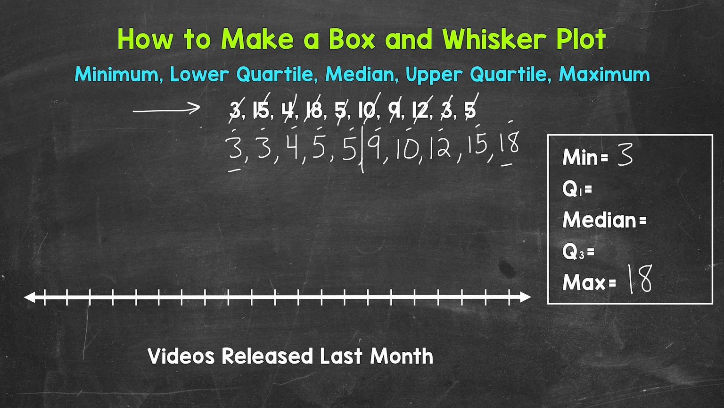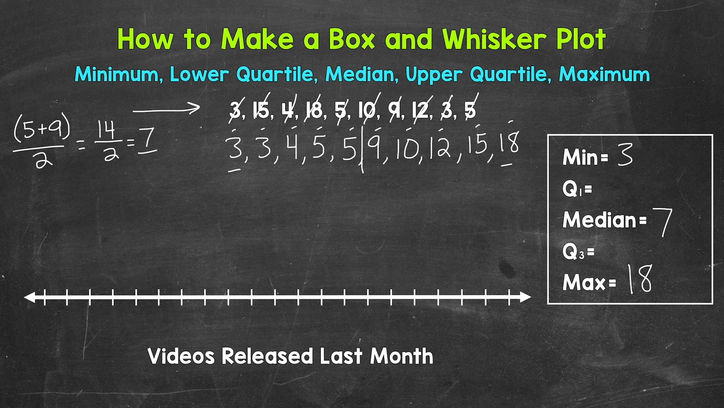To find the average of those 2 numbers, we need to add them and then divide by 2. So let's come to the side here. 5 plus 9, and then divide by 2. 5 plus 9 is 14, and then 14 divided by 2 gives us 7. The average is 7, so that means the median is 7. The middle point between 5 and 9 is 7.